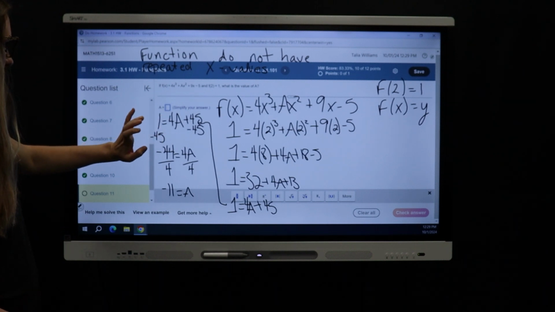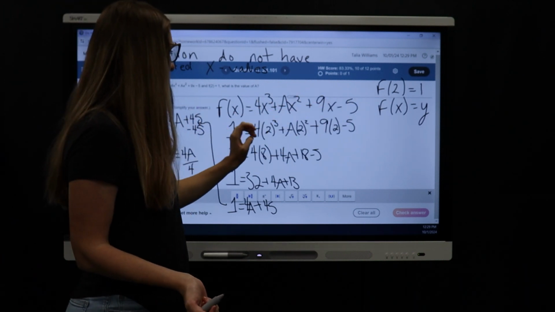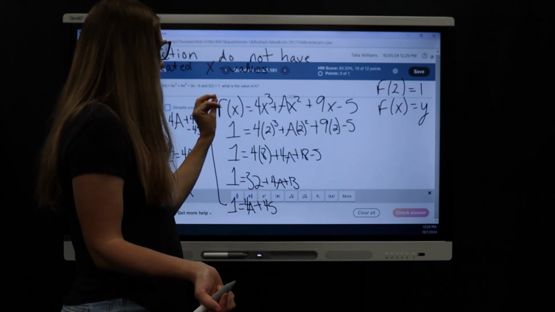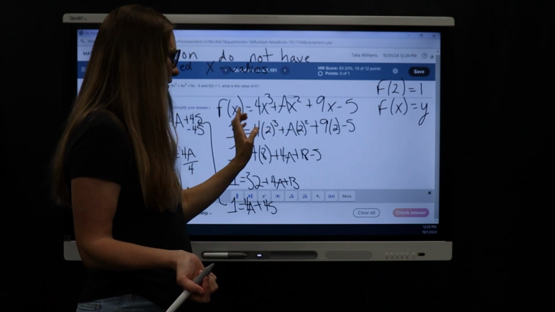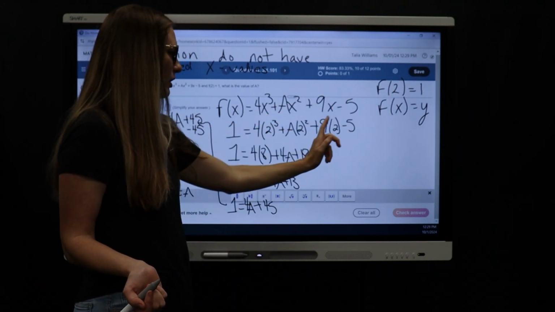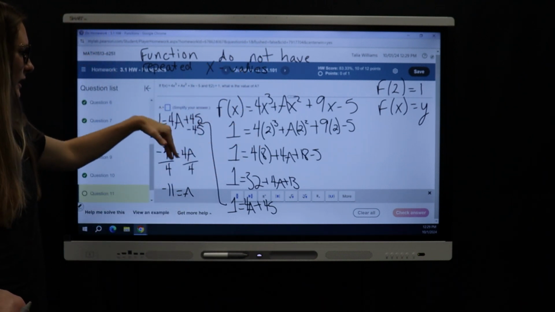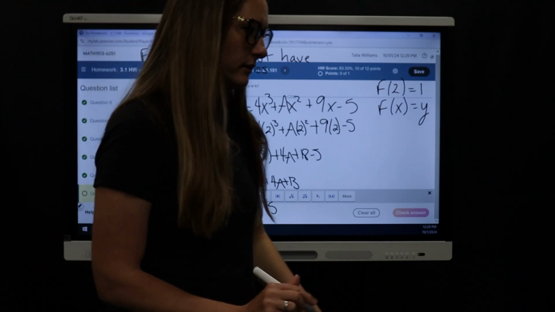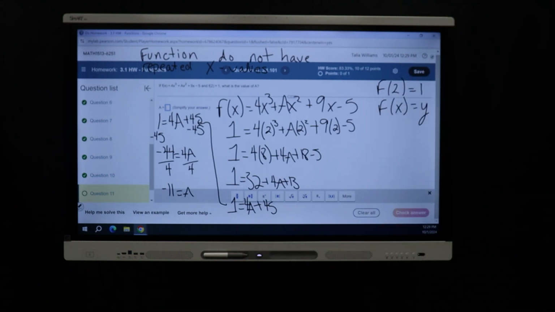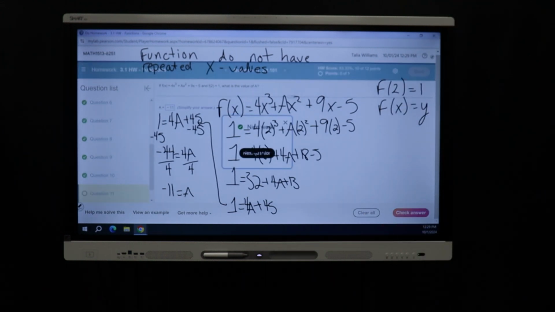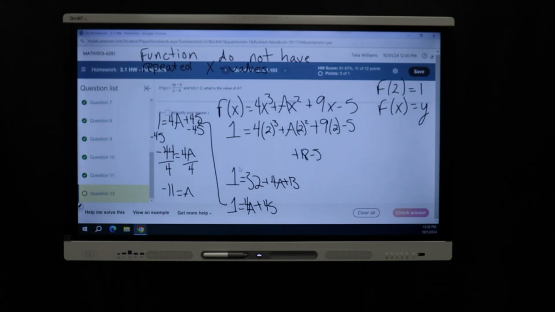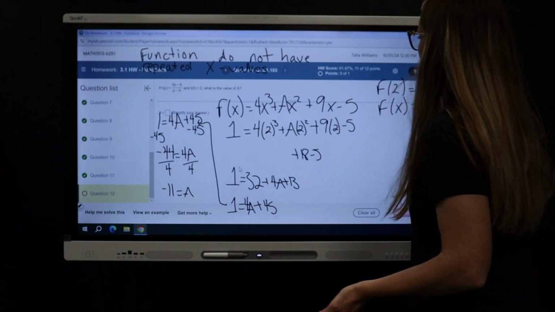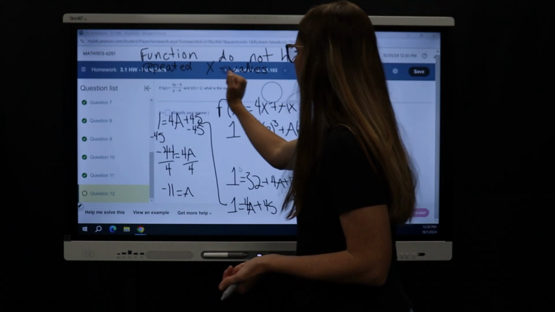So the big thing on this is setting it up. Remember that the f of x equals y. Y is the same as f of x, so we substitute 1 for the f of x, and then we put the 2 that represents the x into all of this, and then just algebra it out until you solve for a. Okay, I think the next one's probably one like this. It's different, but similar. Because we're still solving for a.